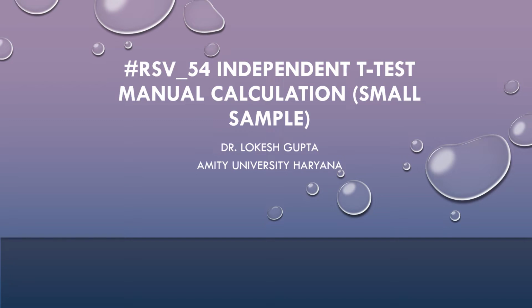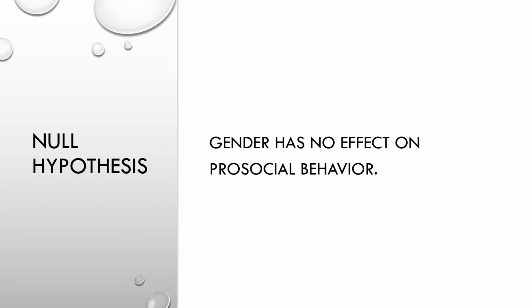Today we are talking about the independent t-test manual calculation in a small sample. Small sample means n is less than 30. So we consider that if in a group n is less than 30, it is a small sample.